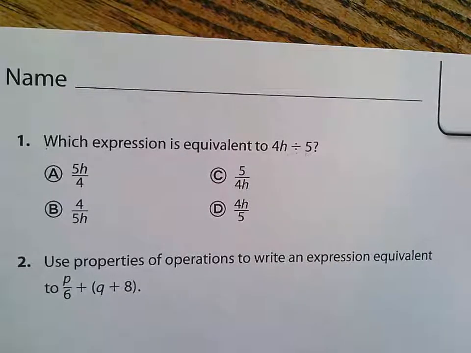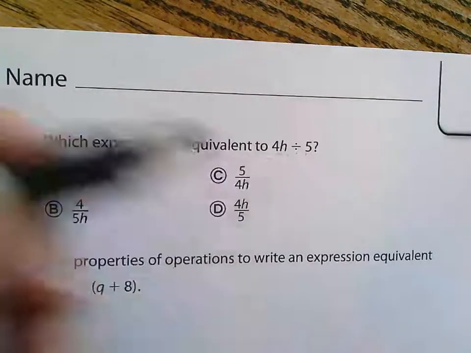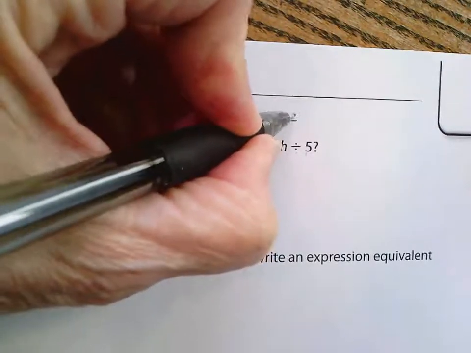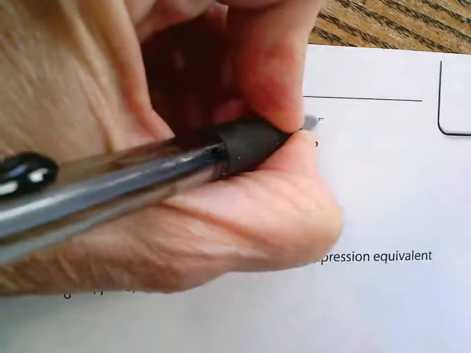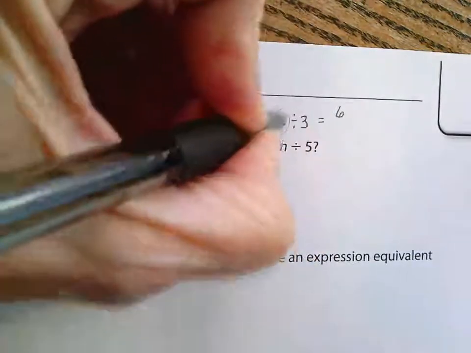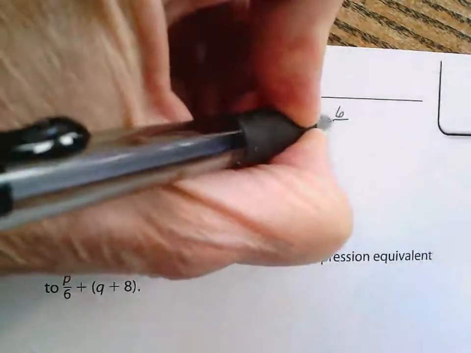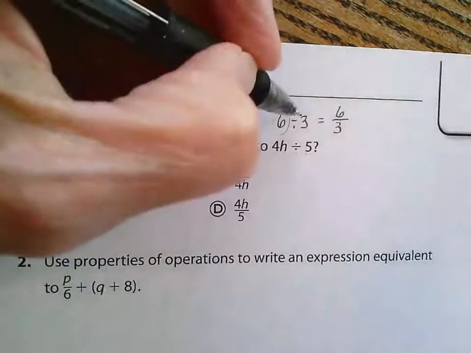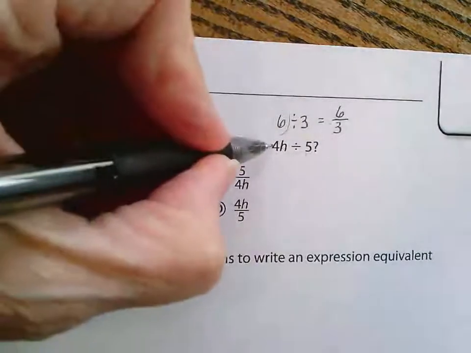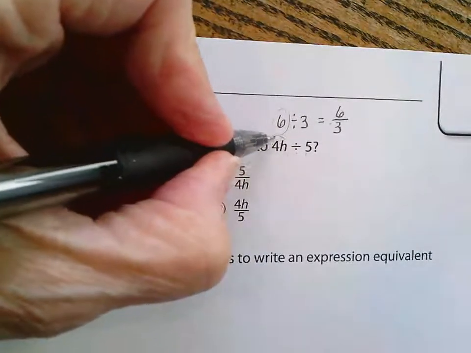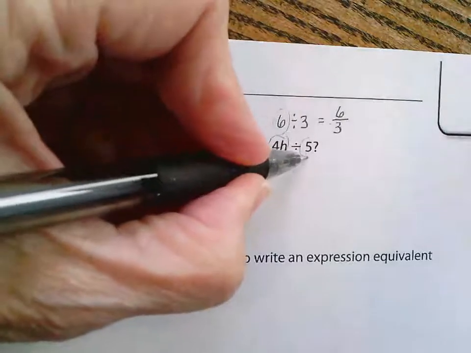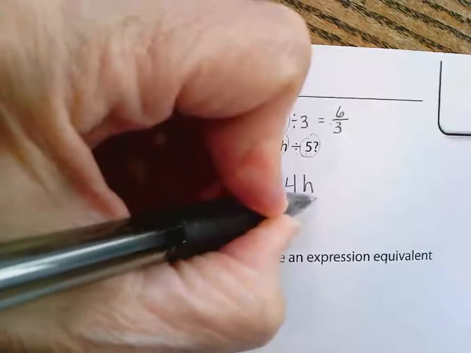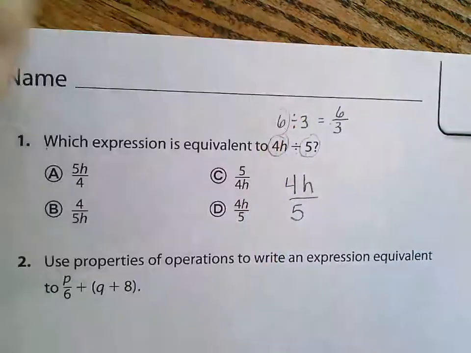it as a fraction? And so when we do that, you can think of 6 divided by 3. When we write that vertically, we take the first number, which is the dividend, make it our numerator. This second number, which is the divisor, becomes the denominator. So we're just going to do the same thing here. This is going to be our numerator. This is going to be our denominator. So writing that out, we have 4h over 5.